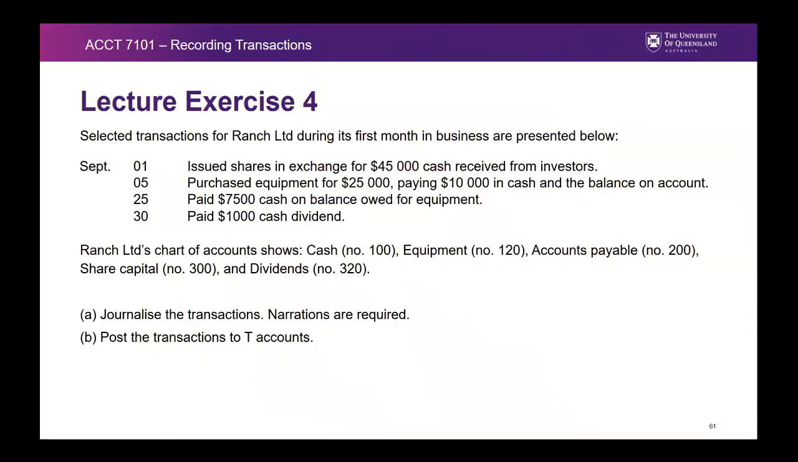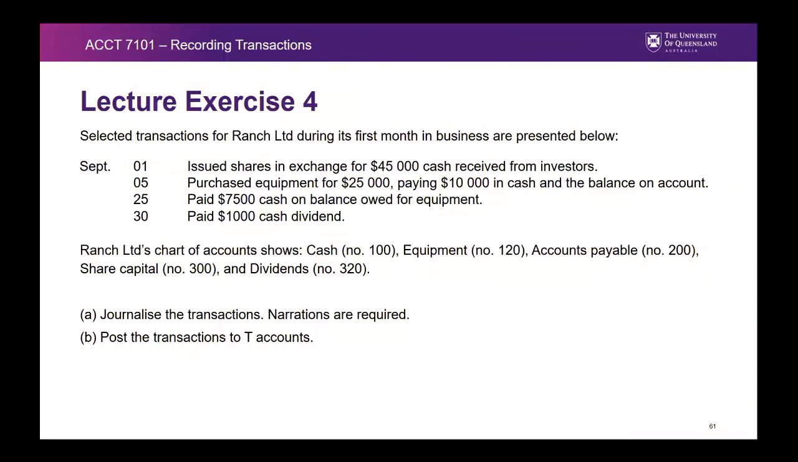We've got 4 transactions, and let's see what we're asked to do. We're going to journalise the transactions, write narrations, the brief explanations, and post these transactions to the T accounts. So we'll see how we go for time, but we'll do the journal entries first. Unfortunately, I'm going to have to take this down and just write out the journal entries. So let's look at our 4 journal entries.